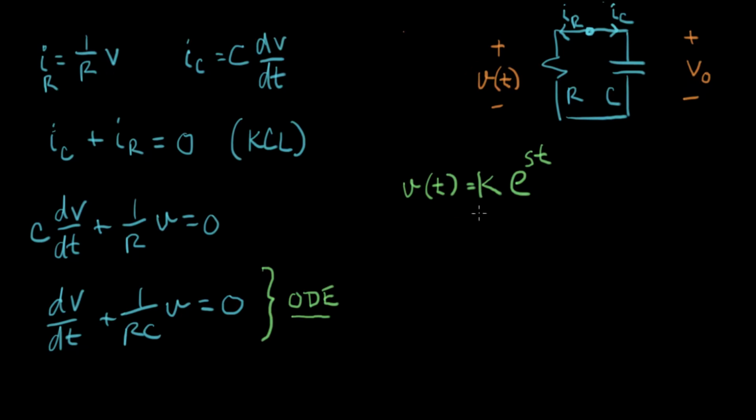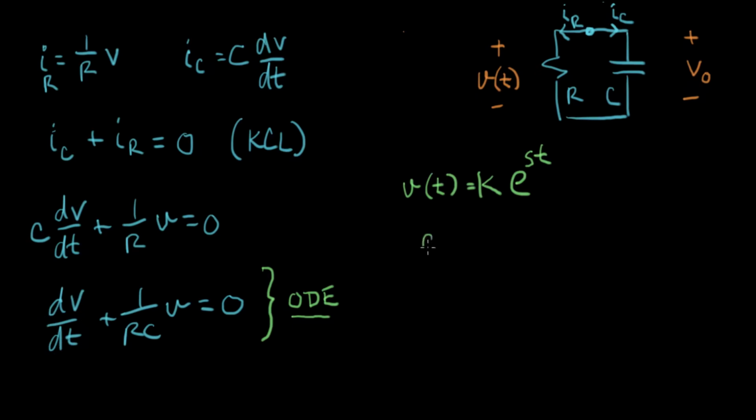Our guess is that the solution for V of t is going to be of the form some constant k times e to another constant, s, times t. The way we test our guess is to put it back into the equation and see if it works. If it does, then we made a good guess. If it doesn't work, then we have to go back and try something else. We're going to plug V of t in right here, and we're going to need the derivative of V with respect to time.